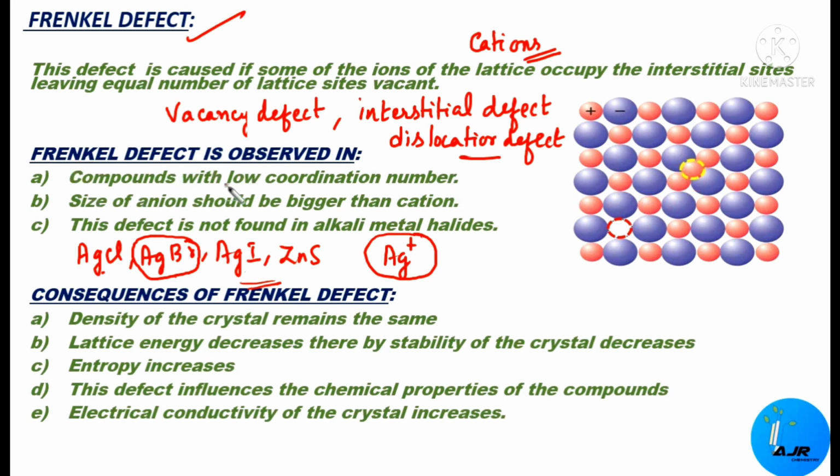Frenkel defect is observed in compounds with low coordination number and in compounds in which the size of the anion is bigger than the cation, and this defect is not seen in alkali metal halides, and I have given the reason also. And what are the consequences of the Frenkel defect? Density of the crystal remains the same, lattice energy and thereby the stability of the crystal decreases, entropy increases, this defect influences the chemical property of the compounds, and the electrical conductivity of the crystal also increases.